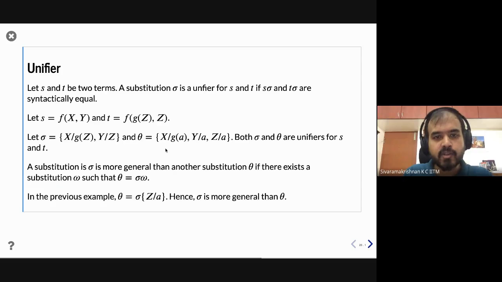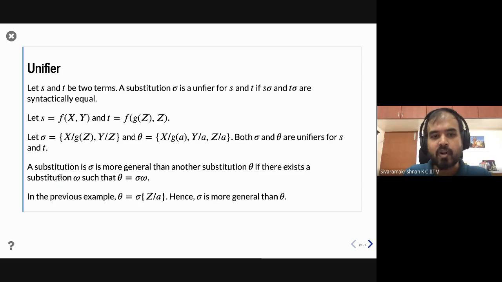So theta is also a unifier. Theta says that for x, replace that with g(a). X gets replaced with g(a), y gets replaced with a, and z gets replaced with a, right? So both of these terms end up being f of g(a), comma a. So theta is also a unifier for the terms S and T. So both sigma and theta are unifiers for S and T. But there is something about sigma that is more preferable, right?